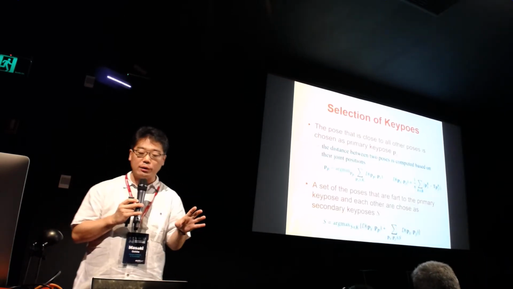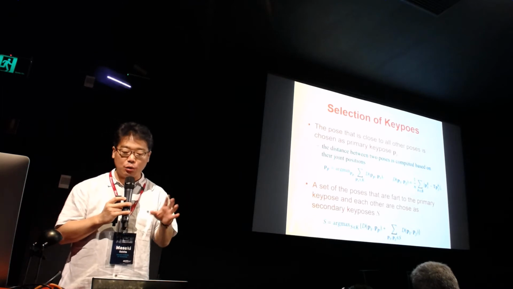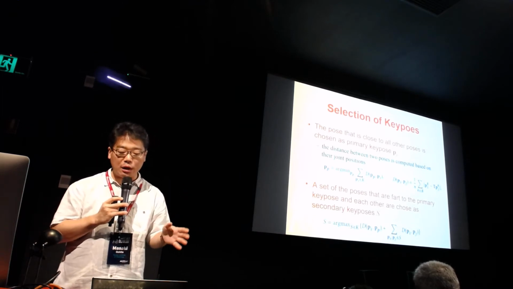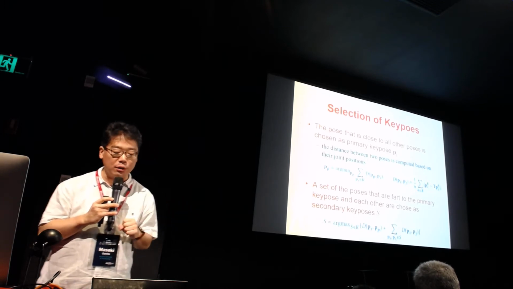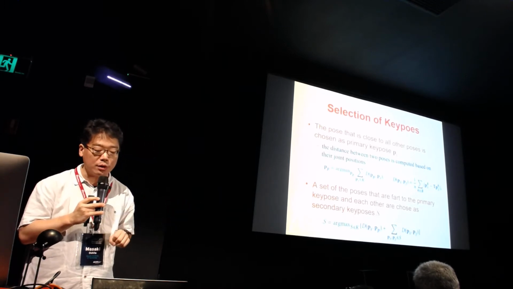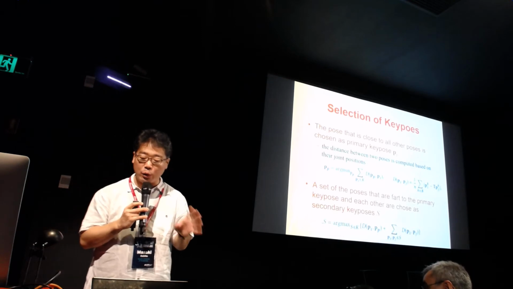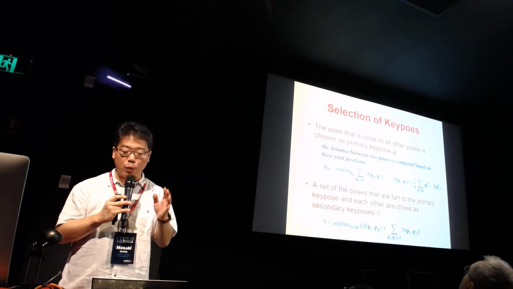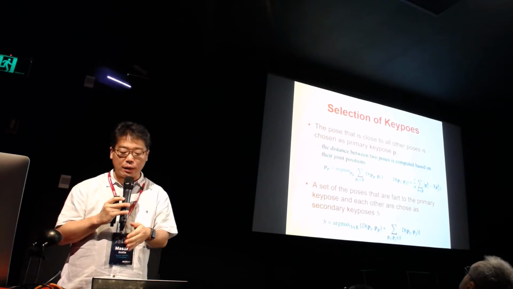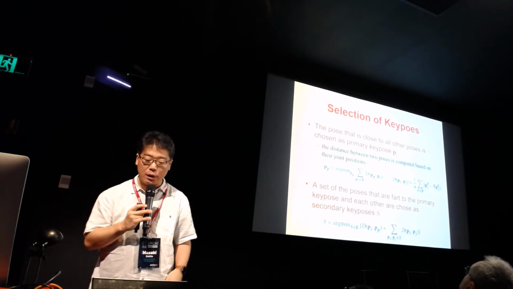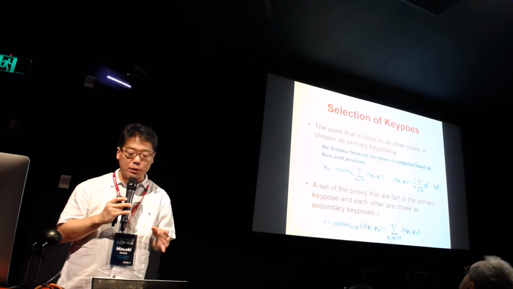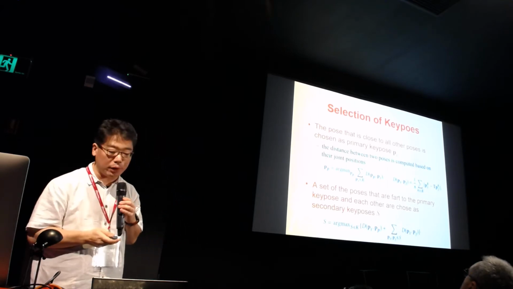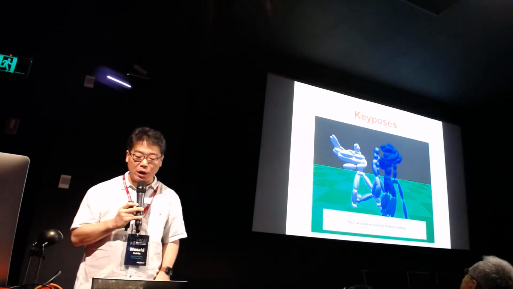First, among all example poses, the pose that is close to all other poses is chosen as a primary key pose. And the distance between two poses is computed based on their joint positions after the two poses are aligned. This is a common technique to evaluate the distance between poses. Then a set of poses that are far from the primary pose and from each other are chosen as secondary key poses. And the number of key poses is manually specified in our experiment, which is three key poses for each key timing. This is an example of a key pose selection.